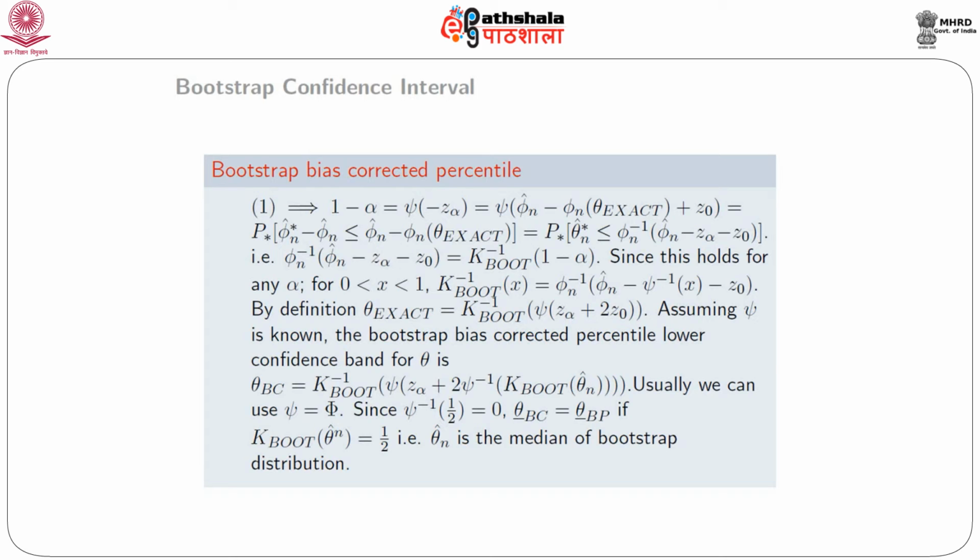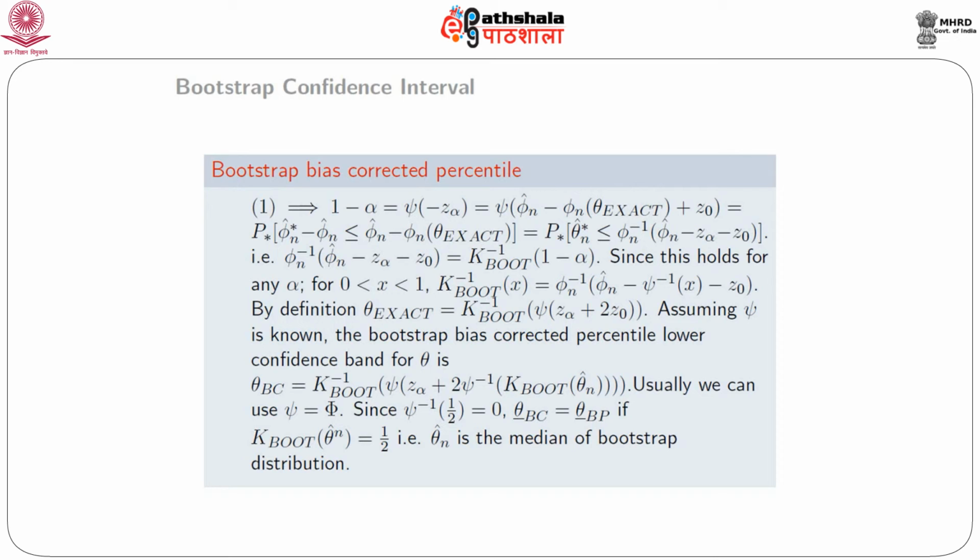So, θ under bar exact, that is the exact lower confidence bound, comes out to be K inverse boot ψ of ξ_α plus twice ξ_0. So, the lower bound comes out to be K_boot inverse ψ of z_α plus twice ψ inverse K_boot(θ_n-hat). Usually, we can use ψ to be equal to capital Φ.